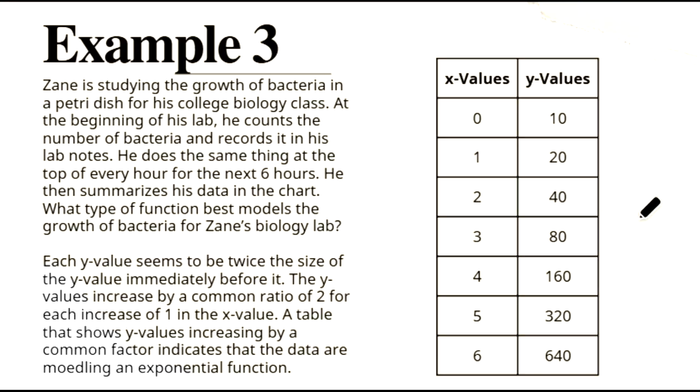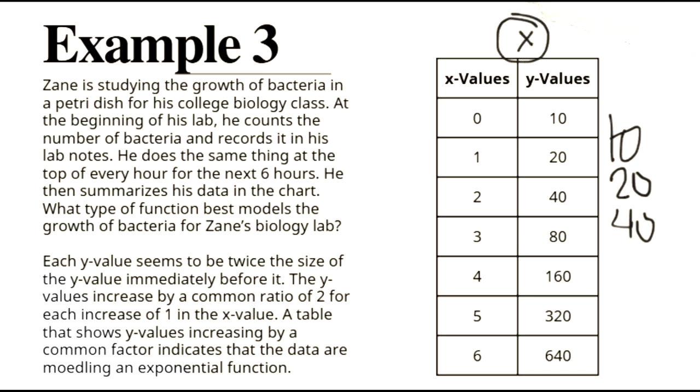So each y value seems to be twice the size of the y value immediately before it. We can just look at this and see it's got a pattern: 10, 20, 40, 80, 160, 320, 640. If we start to find the first differences here, 20 minus 10 is 10, 40 minus 20 is 20. Okay, so we have 10 here, we have 20 here, 80 minus 40 is 40. You can see the pattern. They're doubling each time. That means multiplication.